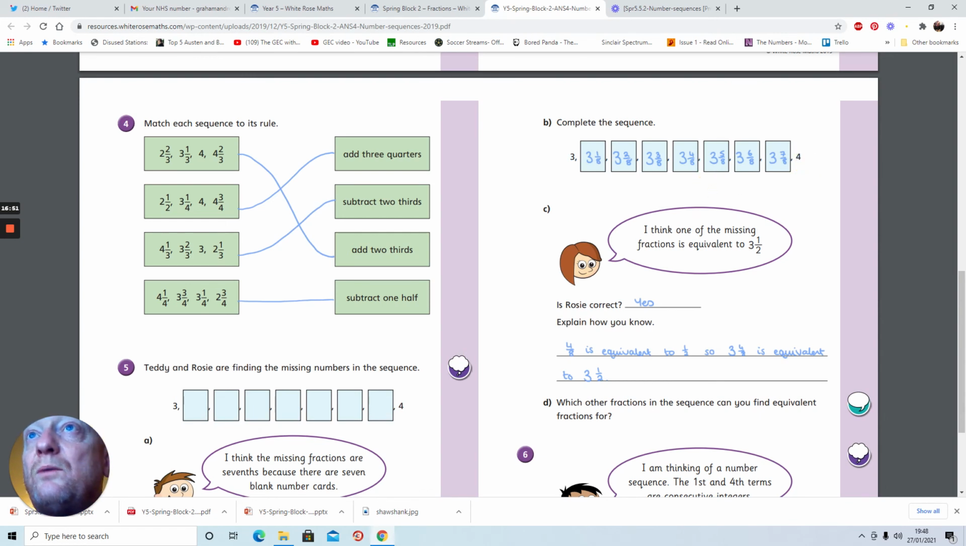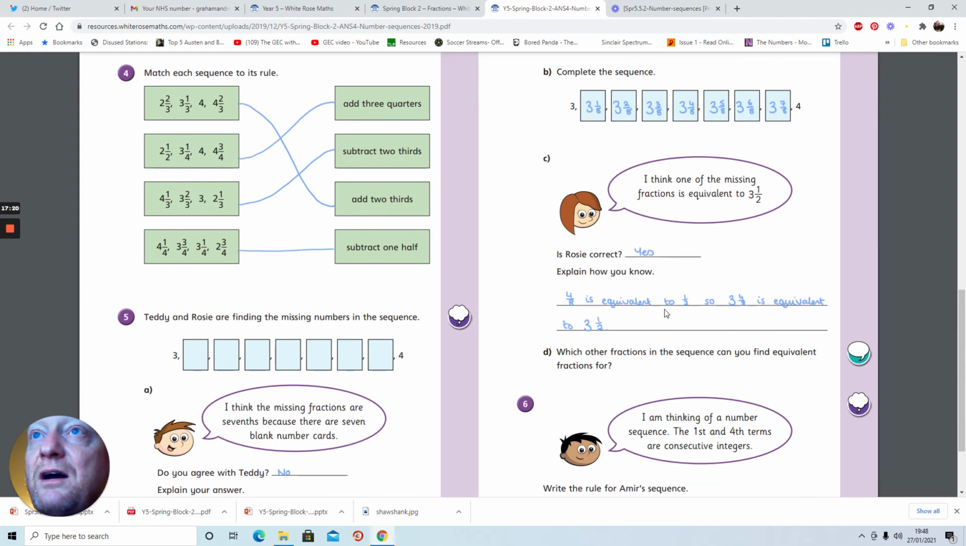And Rosie says, I think one of the missing fractions is equivalent to 3.5. So if we look at it, we know that half, when we're looking at fractions, is when the numerator is half of the denominator. And we can see on this one here that 3 and 4/8, the 4, the numerator, is half of the 8. So the answer is, good old Rosie is correct. 4/8 is equivalent to half, so 3 and 4/8 is equivalent to 3.5.